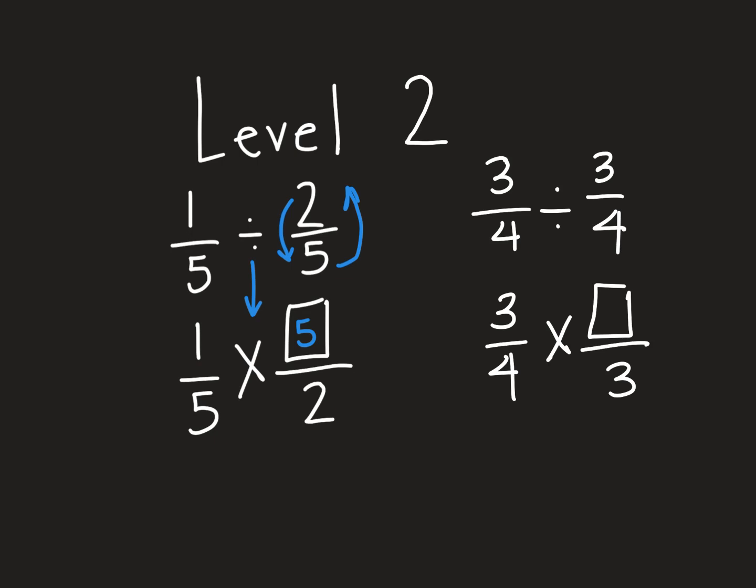The same thing for the second problem. Again, I changed it to multiplication. Now I'm going to have to flip the second fraction around. So I put 3 as my denominator. You see that? So what would go as my numerator? A 4. Okay, very, very simple. Level 2s are very simple.